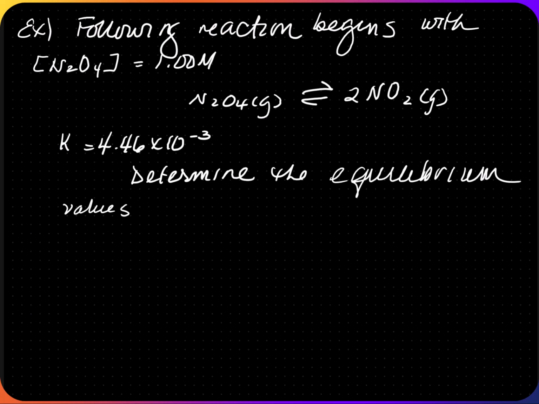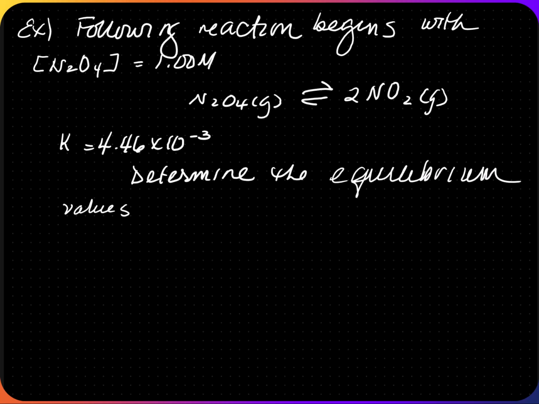So let's look at the following reaction. It begins with N2O4 with the initial concentration of 1.00 molar. Its equilibrium constant is 4.46 times 10 to the negative third. It says determine the equilibrium values. Initial was given. You are looking for the equilibrium values.